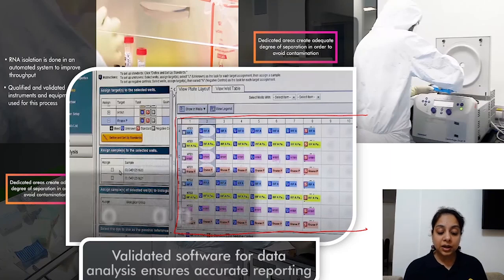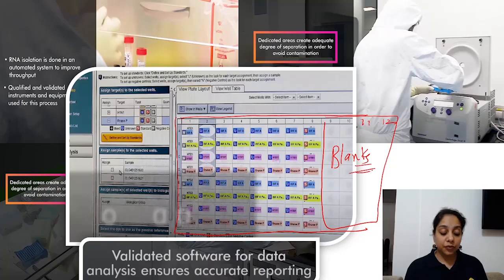After 10 you have 11, you have 12. So these are used for the blank. These are the blanks to compare against. And 8 on this side and 8 on this side. In this you have samples from different people.